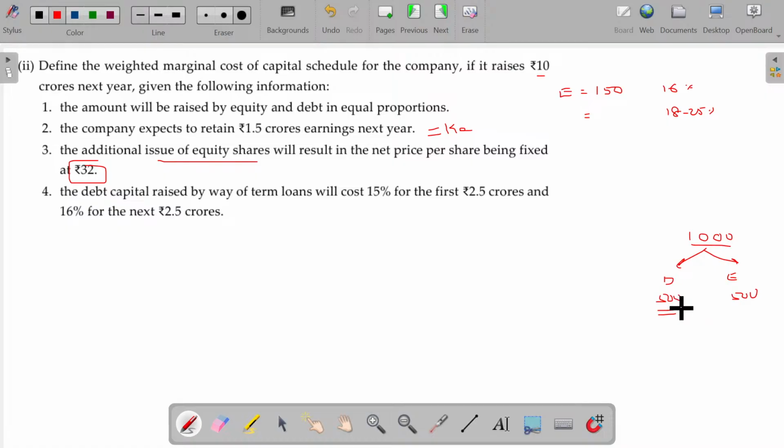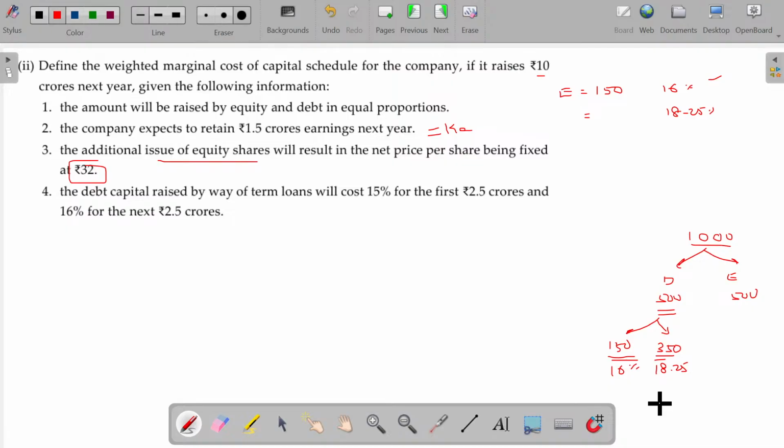In this 500 lakhs, first 150 lakhs will cost me how much? The existing value because current rate. For the remaining value, 350, no other way, we have to go for fresh issue. If we go for fresh issue, the cost is totally different. This is 18.25.